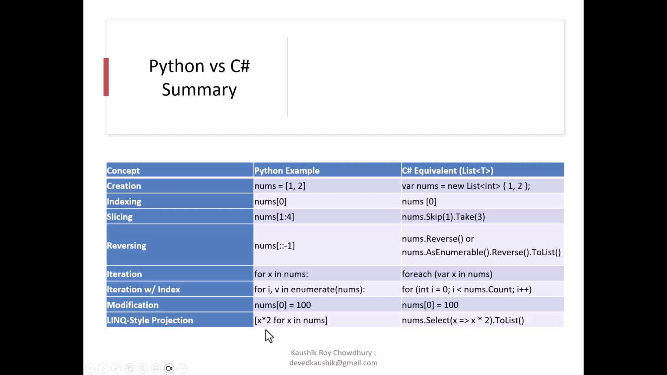LINQ-style projection: x * 2 for x in nums, and then nums.Select(x => x * 2).ToList() in C#. All right.